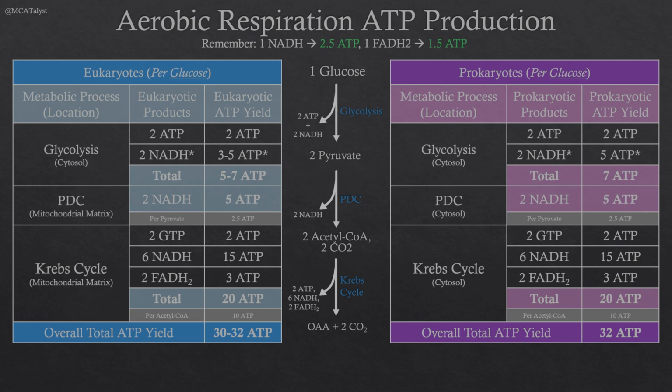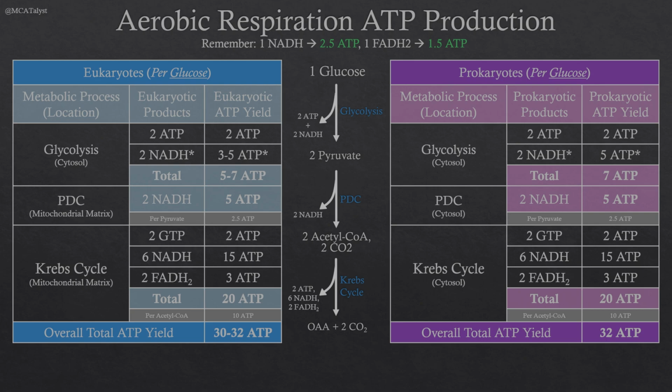Just as a reminder, everything we're looking at right now is per glucose. They might ask you per pyruvate. And so we're producing 1 NADH, 1 acetyl-CoA, and 1 CO2 per pyruvate, but we're talking about per glucose right now. Once we have this acetyl-CoA, we can run it through the Krebs cycle to produce 2 ATP, 6 NADH, and 2 FADH2.